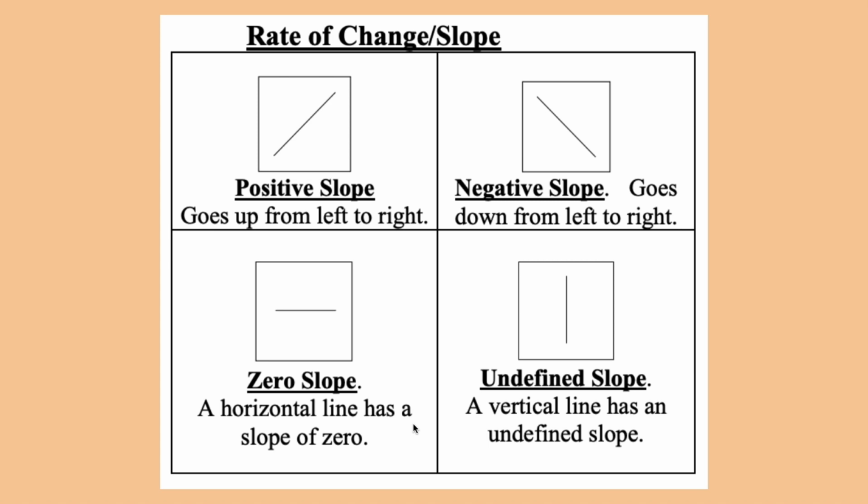When graphing, we always want to make sure that we know which way our slope is going. A positive slope looks like this. It goes up from left to right, which means that our rate of change, our slope, will be positive. And the negative slope goes the opposite direction, so it goes down from left to right. A 0 slope is a horizontal line. It just stays straight, with a slope of 0. And an undefined slope is a vertical line.